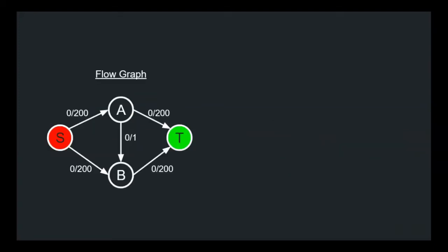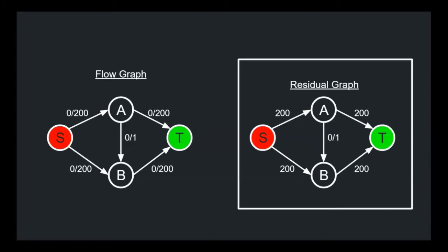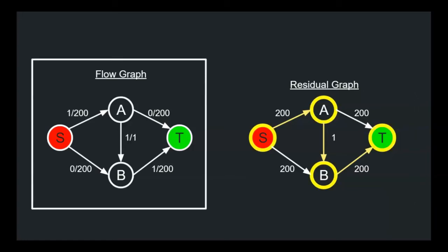So for the second example, we have a new flow graph. And here we create a residual graph just like before. Take a look at the residual graph. Is there a path from S to T? Yes, let's pick S, A, B, T. The bottleneck is 1 because the minimum edge from S, A, B, T is 1. So update the flow graph and push 1 unit of water from S to A to B to T.